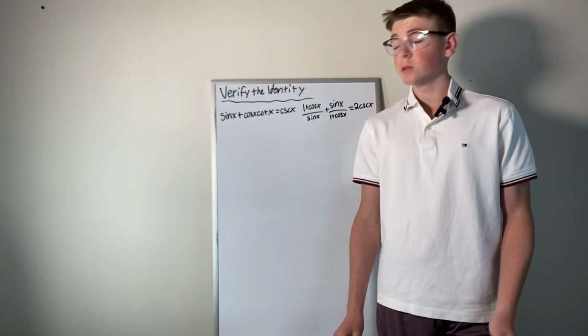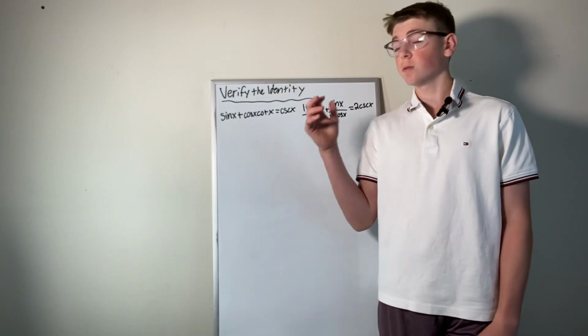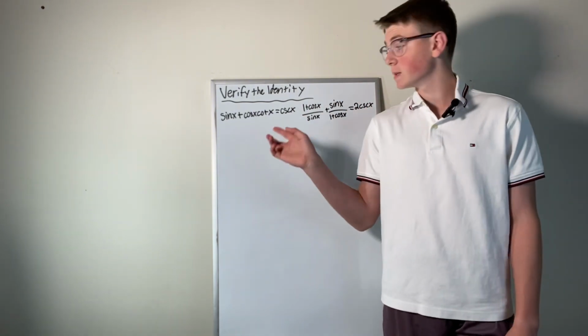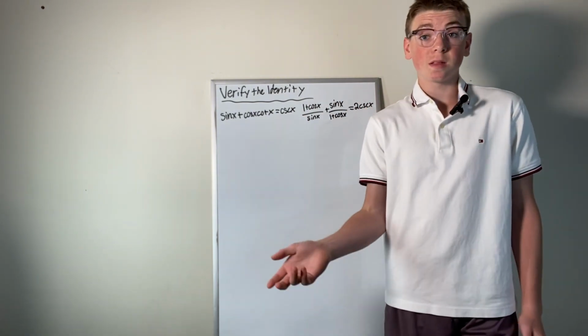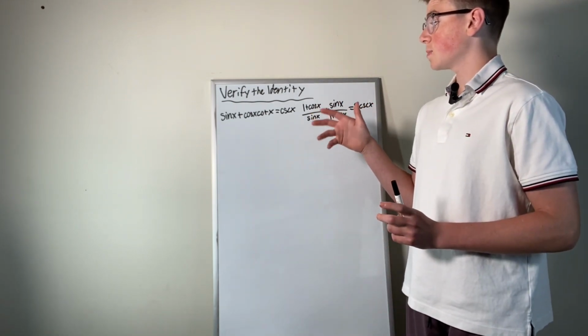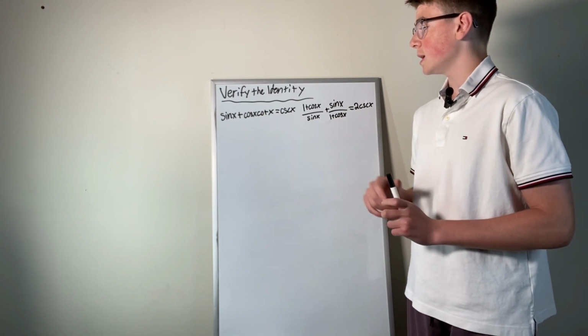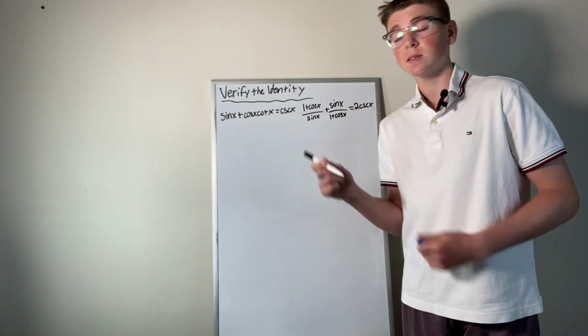Now, on to verifying the identity. So what we have to do is keep one side the same as it starts, and then make the other side equal to it. So our first problem is sine x plus cosine x cotangent x equals cosecant x. I'm going to keep cosecant x the same.